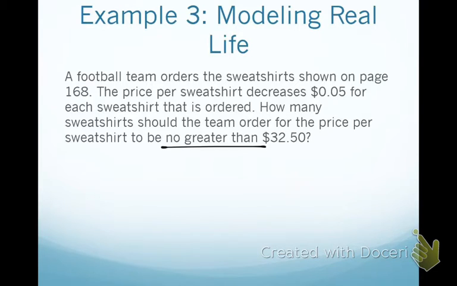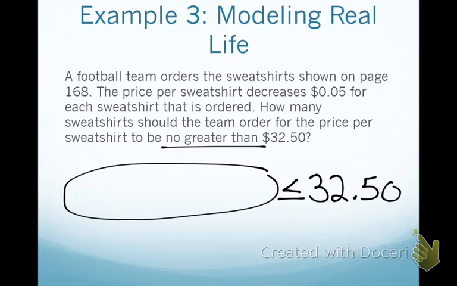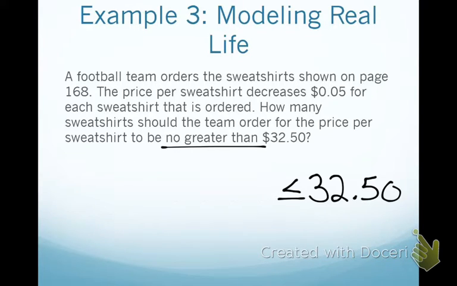No greater than $32.50. How could I write that in an inequality? Does anybody have an idea? Let's say Kyle, what would you say? Very good. That's exactly right. So some combination of these costs needs to be less than or equal to $32.50. So you have the cost of one sweatshirt. That's a given. That's set.